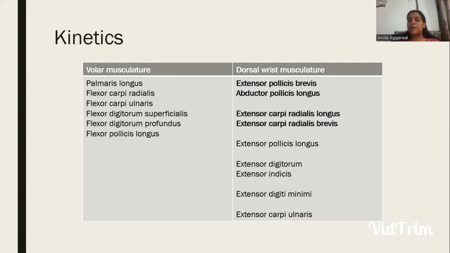On the dorsal aspect, we have extensor pollicis brevis, abductor pollicis longus, extensor carpi radialis longus and brevis, extensor pollicis longus, extensor digitorum, extensor indicis, extensor digiti minimi, and extensor carpi ulnaris.